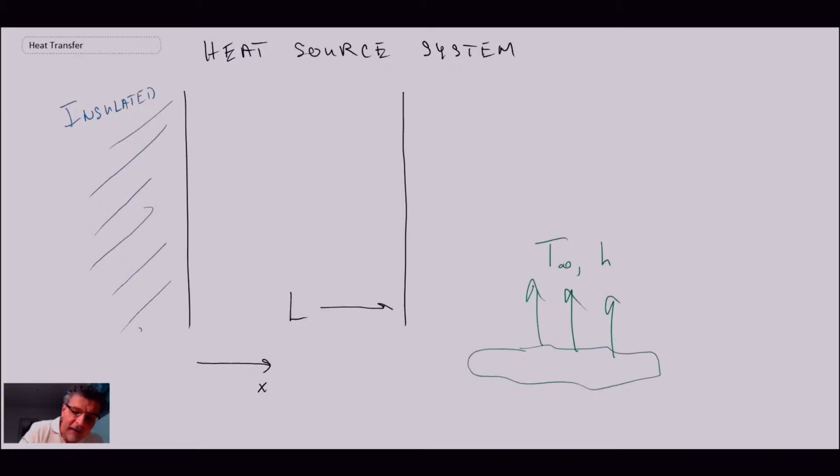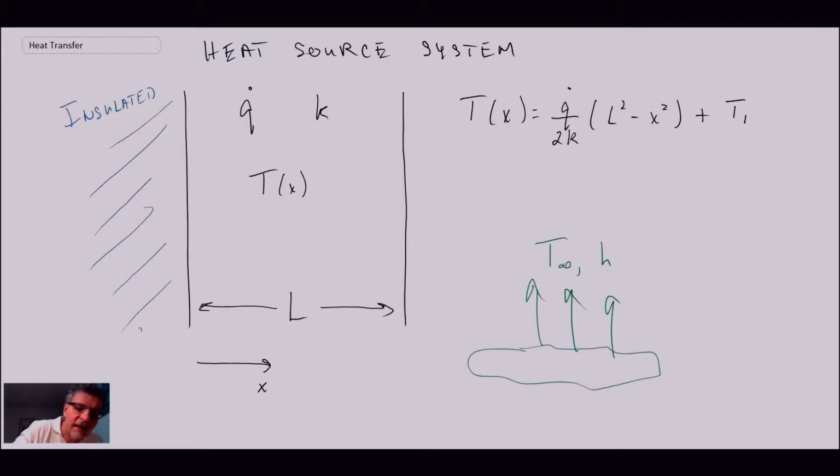The thickness of the slab, or of our wall, was L. The heat generation rate in watts per meter cubed was q dot. k was the thermal conductivity. And we came up with an expression for T of x, and that expression came out to be the following. T1 here was the boundary condition of the temperature on the external surface of this wall.